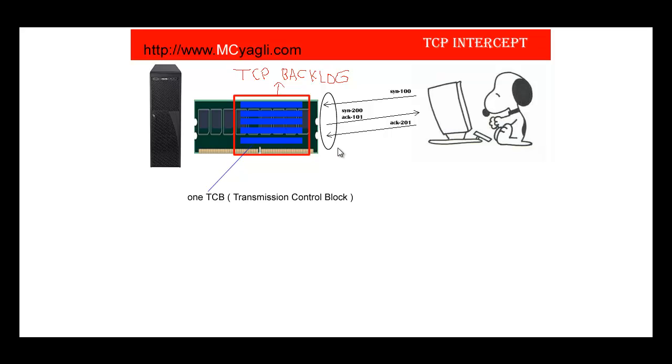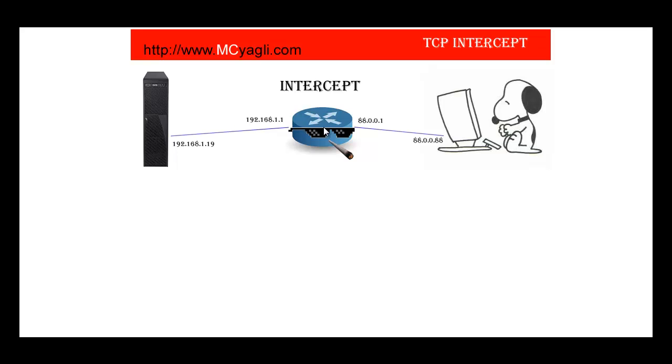And so let's see how Cisco routers can help us prevent this attack. I have placed a router between the server and Snoopy, and this router can protect against this attack. Basically, it can intercept the TCP process. It says intercept here. This router will intercept the TCP process between these two devices, or it can watch the TCP process between Snoopy and the server. So I'll show you the difference. First, let's start with intercept mode.